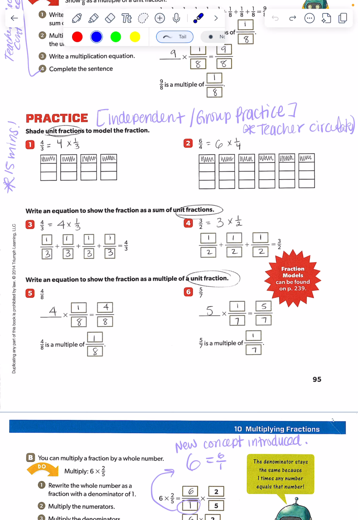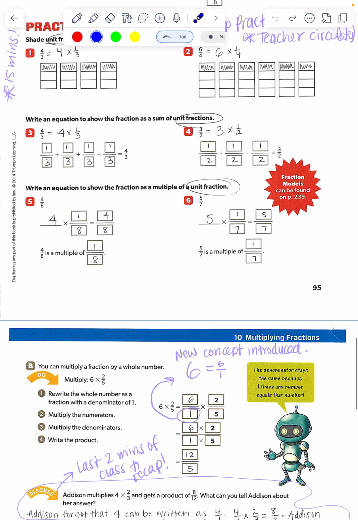Second part asks them to identify the repeated addition statement that matches with this unit fraction. You can guide students to first write the fraction as a multiplication sentence and then transfer that down to repeated addition. And then it asks them to just write it as a unit fraction, okay?